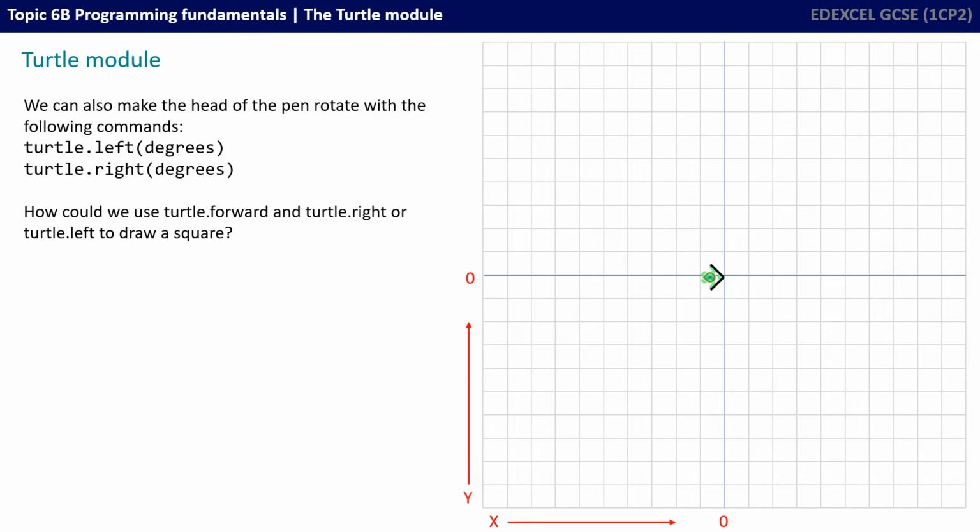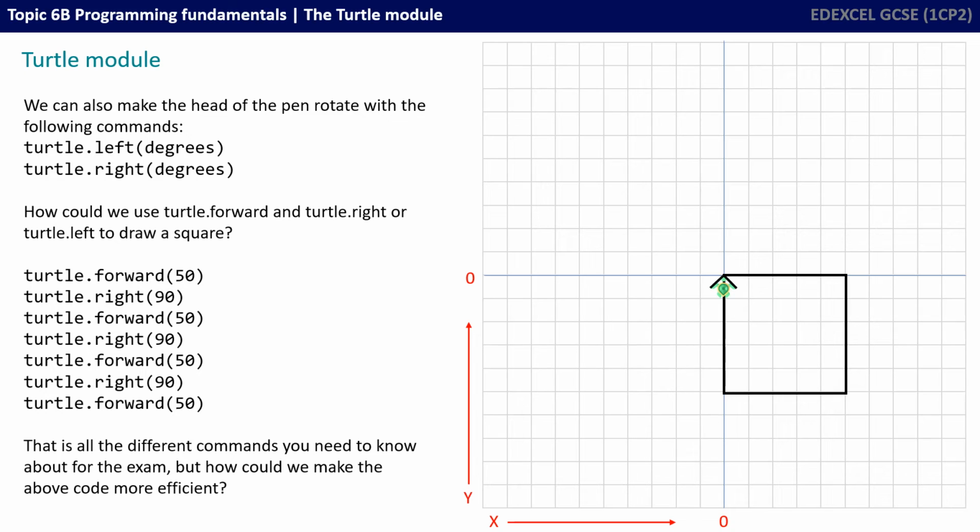How could we use turtle.forward and turtle.right or turtle.left to draw a square? You probably came up with some commands similar to that above. Now that's all the different commands you need to know about for the exam, but how could we make the above program slightly more efficient?